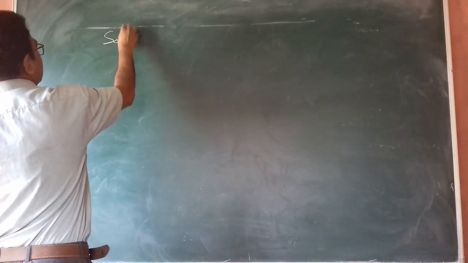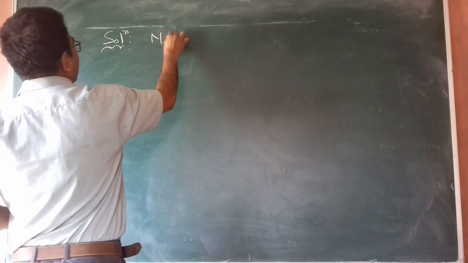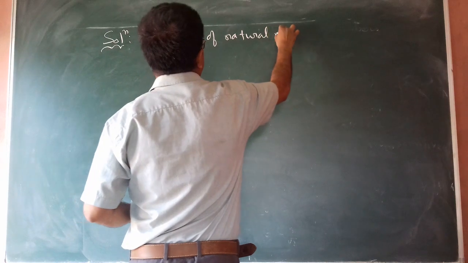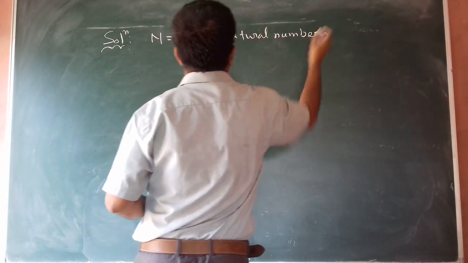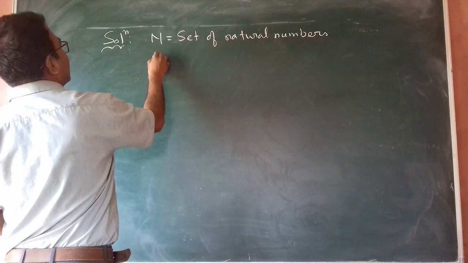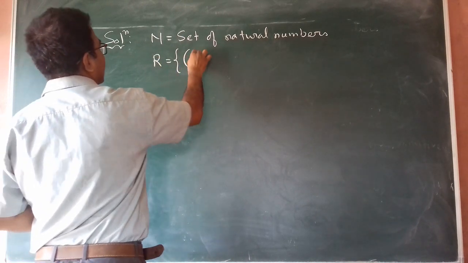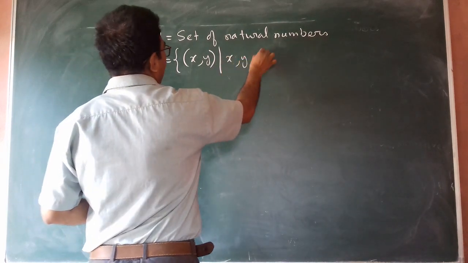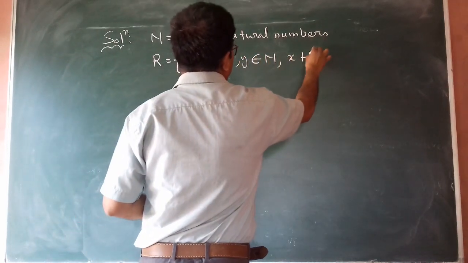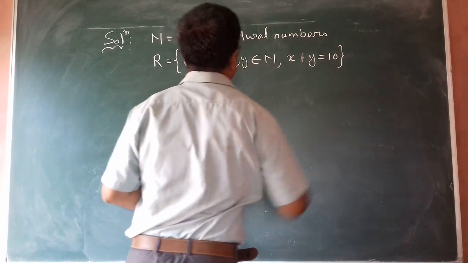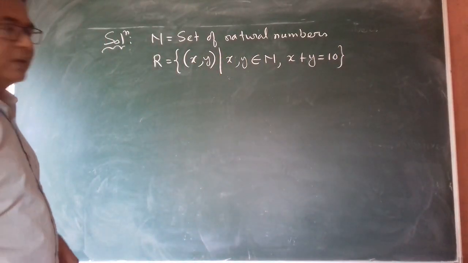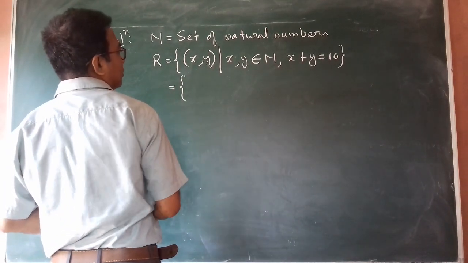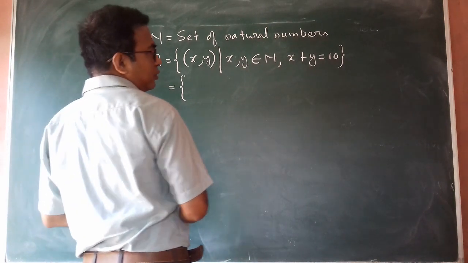Solution. N equal to the set of natural numbers and R is defined as {(x, y) such that x, y belongs to N, x plus y equal to 10}. So first we have to list all the elements. First we choose x, then accordingly we choose y.